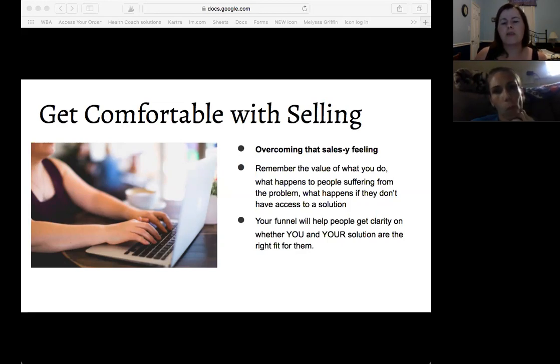So that ties into the last point, which is that the funnel helps people get clarity on whether you and your solution are the right fit for them. A good funnel is going to educate. Instead of feeling like the funnel is all about sales, it's about educating them on the problem, and what the problem can lead to if not solved. It helps them uncover their own feelings about where they are.